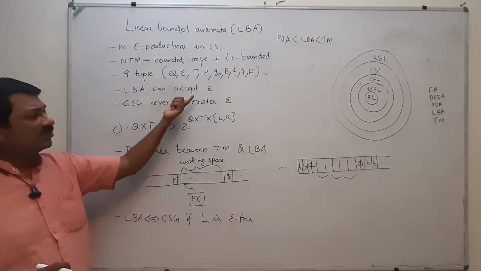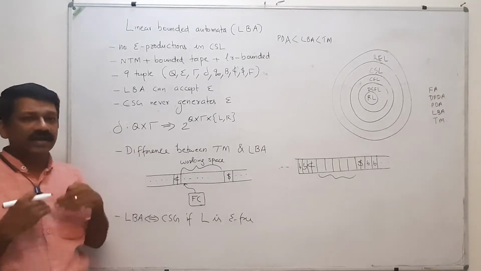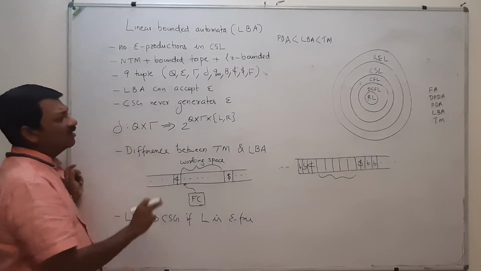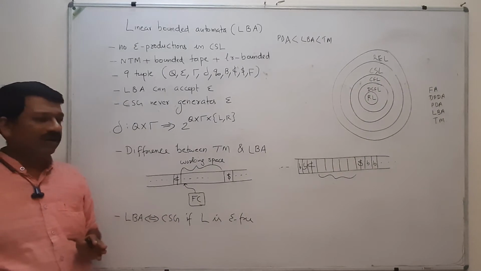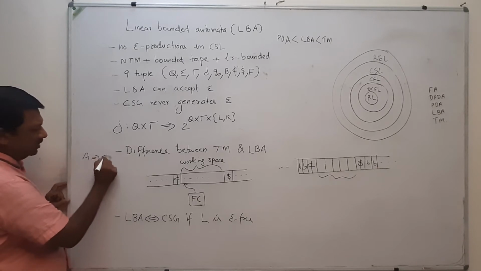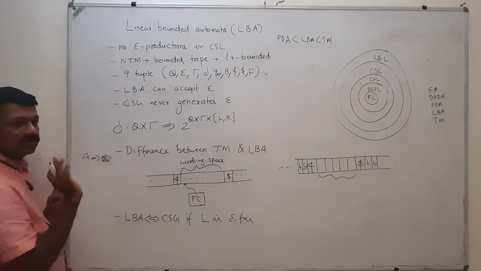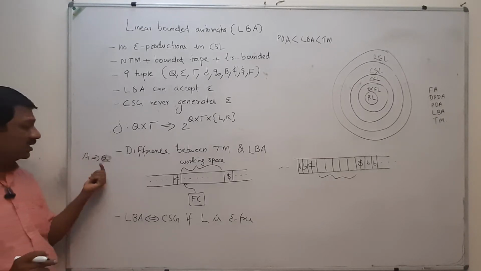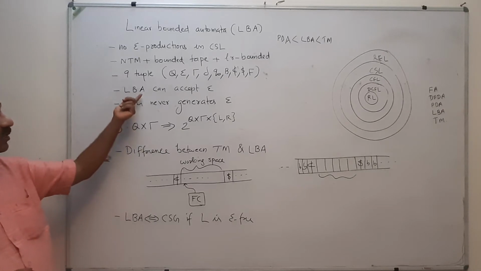And an LBA can accept epsilon. The main difference between LBA and CSL is that LBA can accept epsilon, whereas CSL cannot. A CSG never generates epsilon. The one and only condition is that the length of alpha is less than or equal to the length of beta. If A derives epsilon, the left length is 1 and the right length is 0, and 1 less than or equal to 0 does not satisfy the condition. So the right hand side can never be epsilon. That is the difference between LBA and CSG.